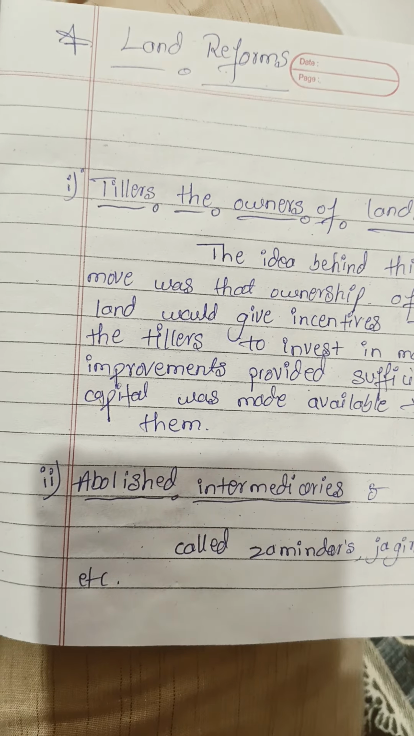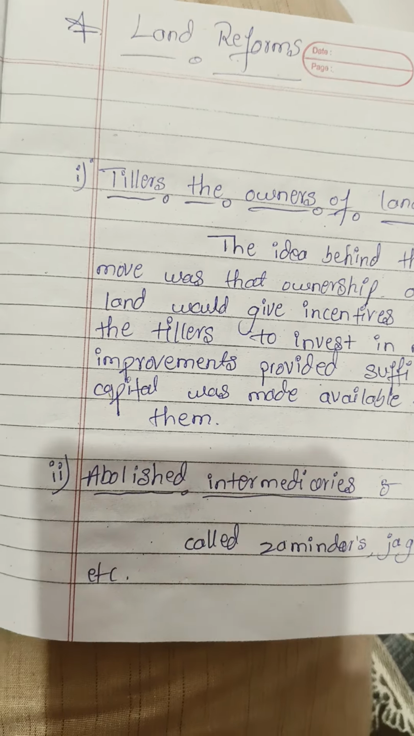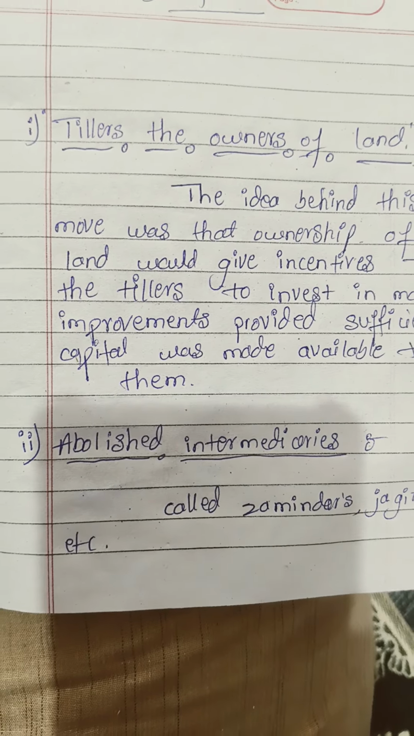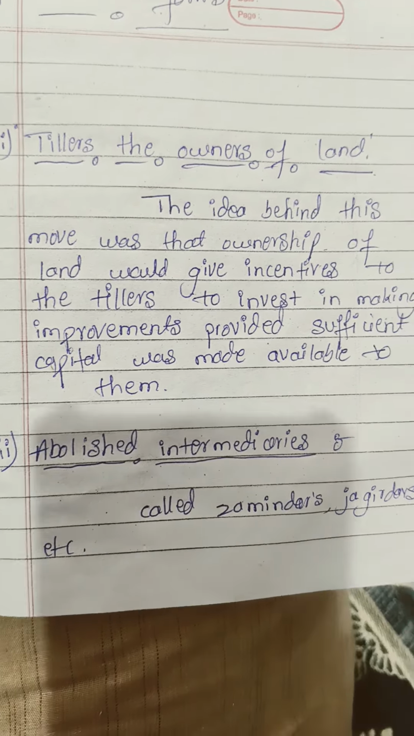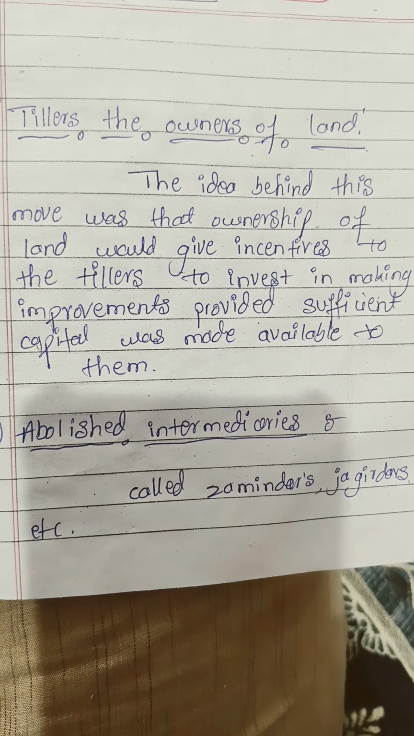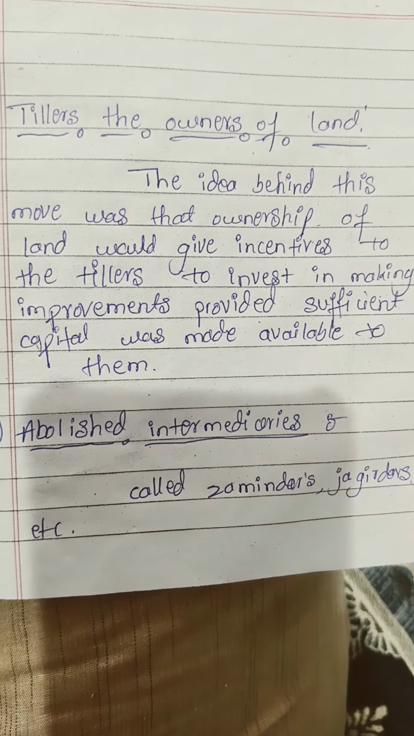India introduced a few land reforms from 1950 to 1990 to improve the Indian economic condition and also the occupational structure. Basically there are three important points in land reforms. The first one is tillers the owners of land. The idea behind this move was that ownership of land would give incentives to the tillers to invest in making improvements, provided sufficient capital was made available to them.